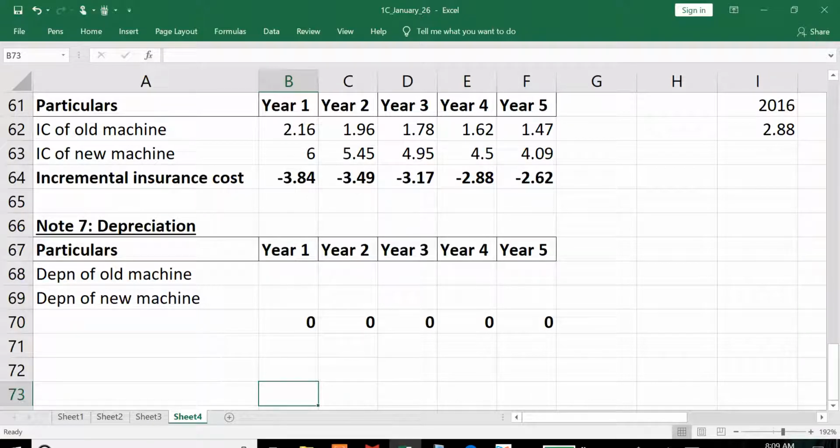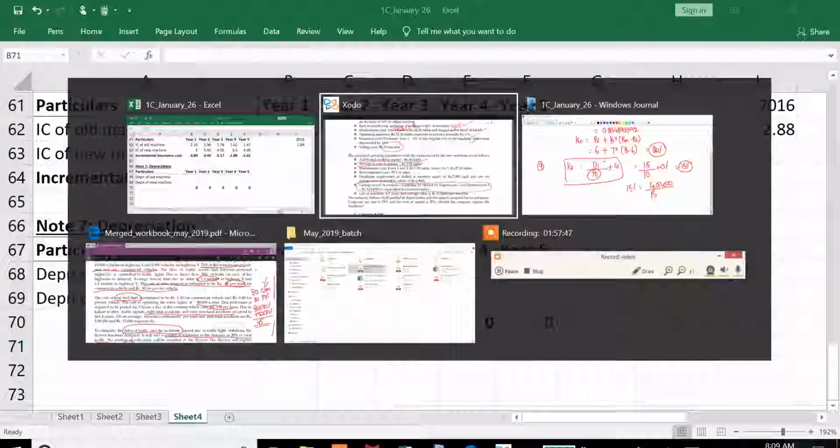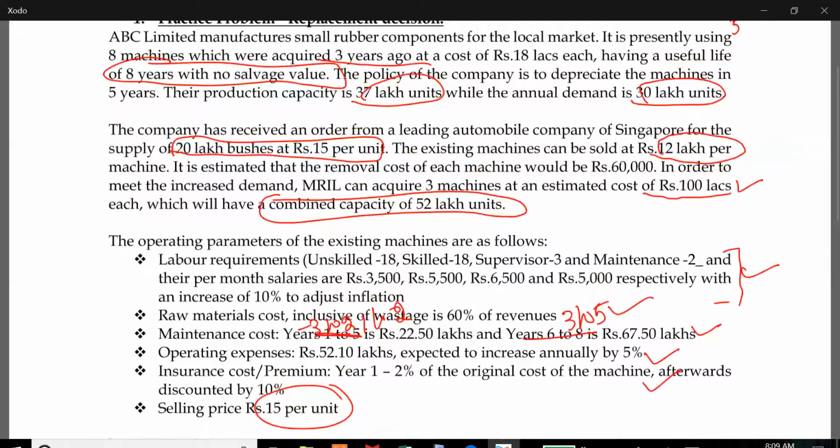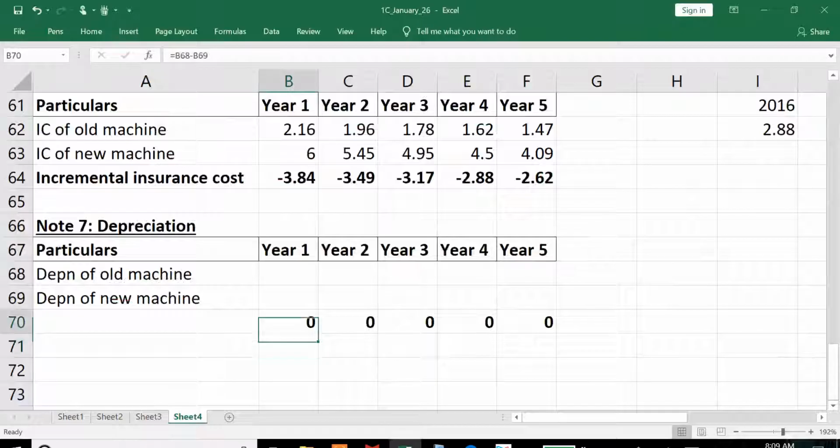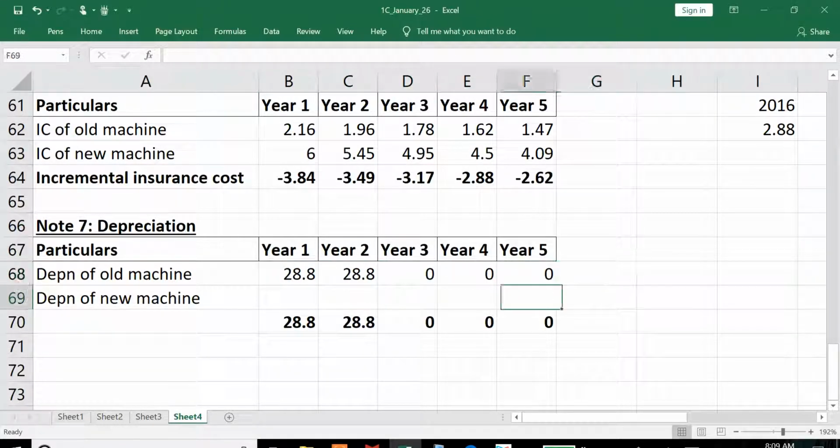Depreciation for the old machine. For how many years? Yes, it's only for 2 years. You purchased the old machine for 18 lakhs. 5 years is the life for the purpose of depreciation, and 3 years are already claimed. So depreciation is 18 divided by 5 years into 8 machines, only for 2 years. The 3rd, 4th and 5th years have no depreciation.